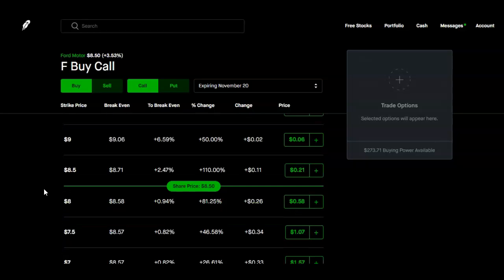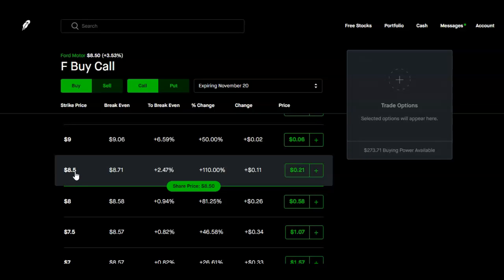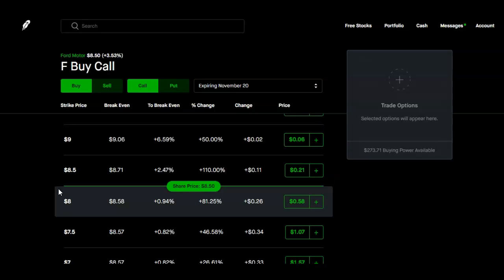So let's go through each one really quickly. So here we have the strike price. So the strike price is basically the price of that particular call option. So that's basically the right that you wanted to buy, because remember, a call option is the right to buy but not the obligation.